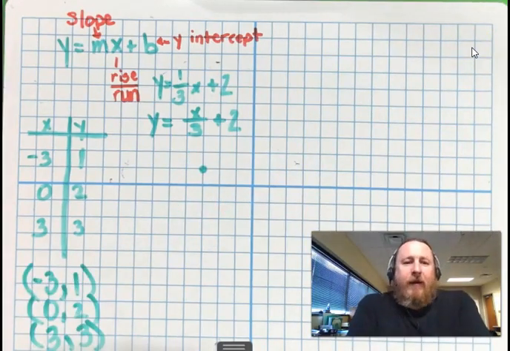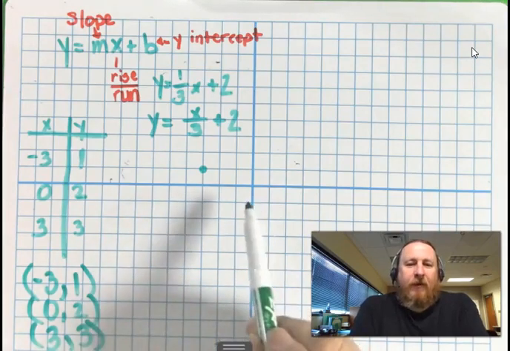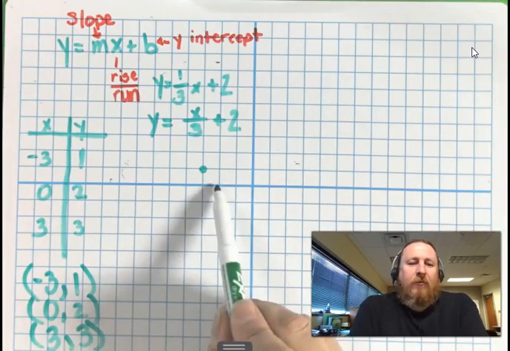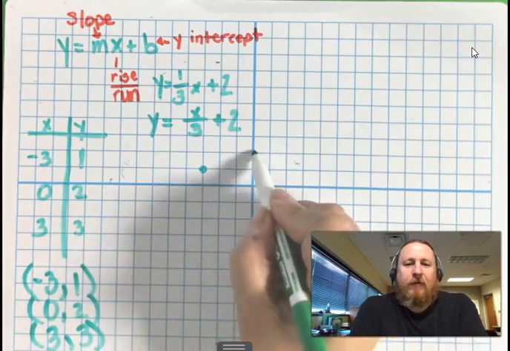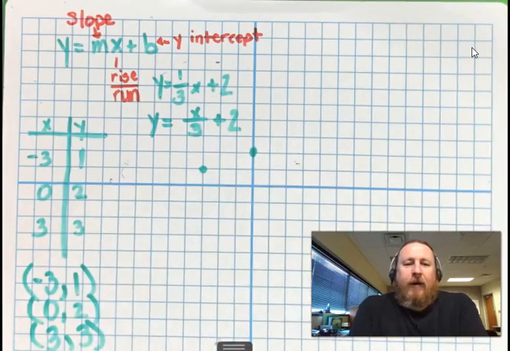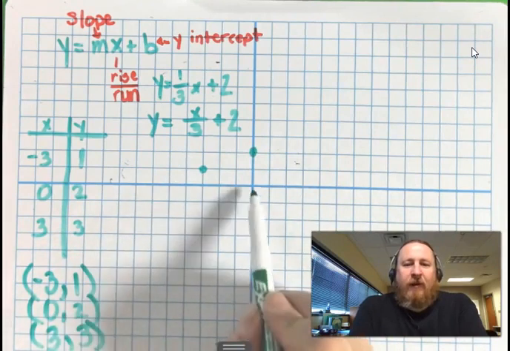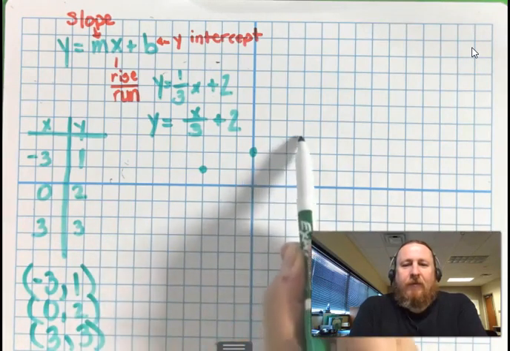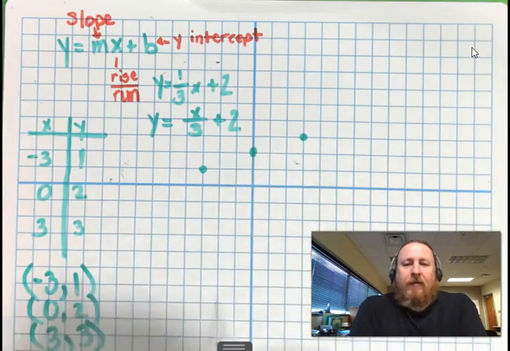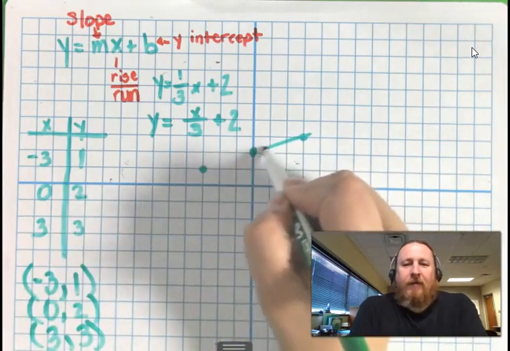All right, now that we have a table with all of our x and corresponding y values, and those values have been turned into ordered pairs, we are ready to plot, and the first point is -3, -1. Our second point is 0, 2. And our last point is 3, 3. And we may connect the dots, and we have a line.